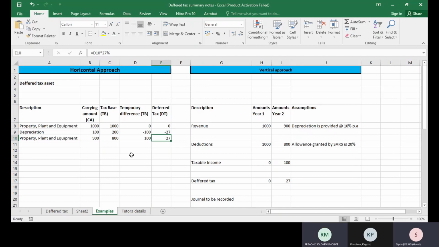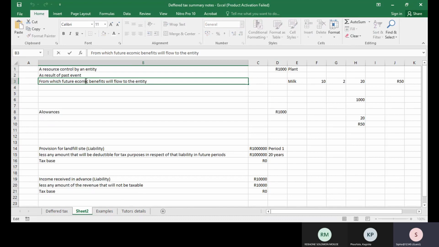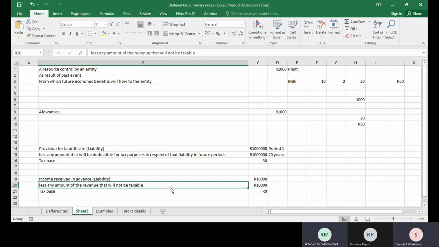But now there's an interesting thing that I want you to remember when we went through the definition of an asset. You remember what I said to you? An asset is a resource controlled by an entity, as a result of past events from which future economic benefits will flow.